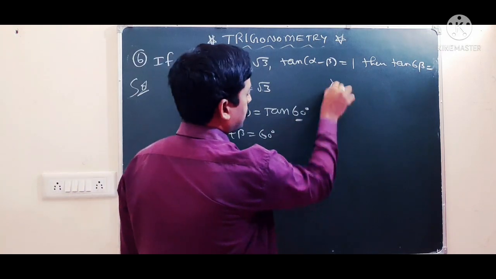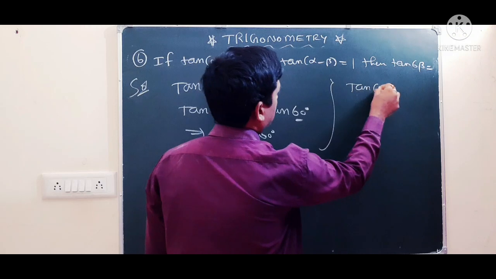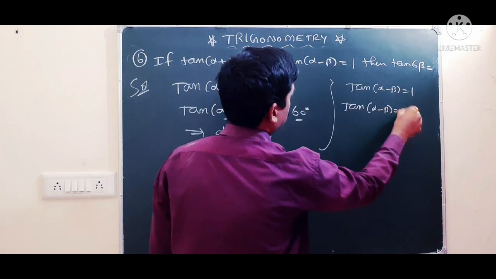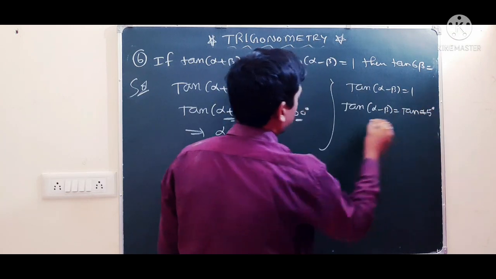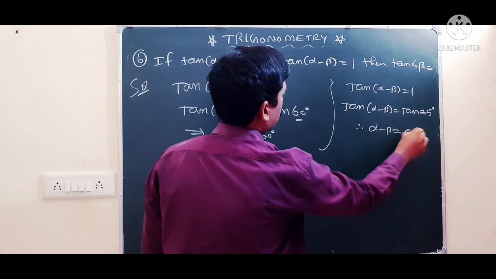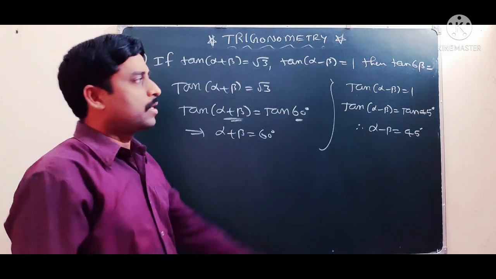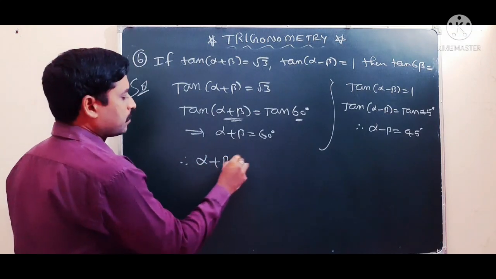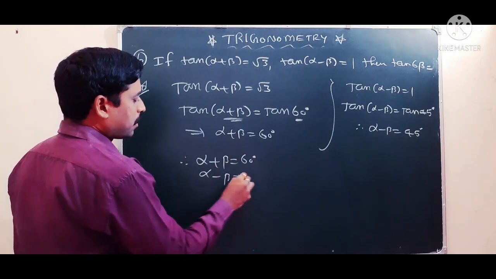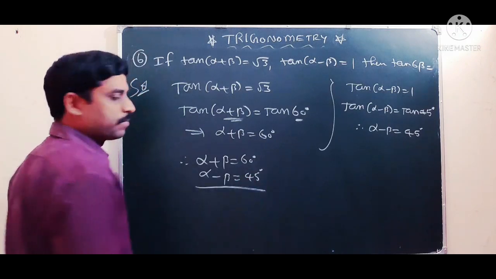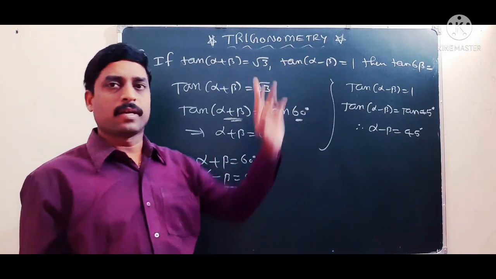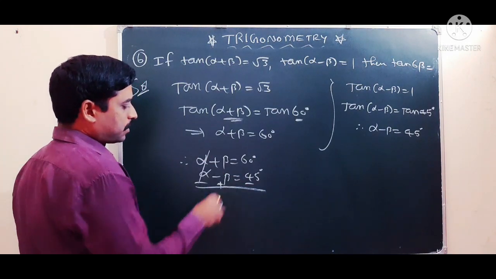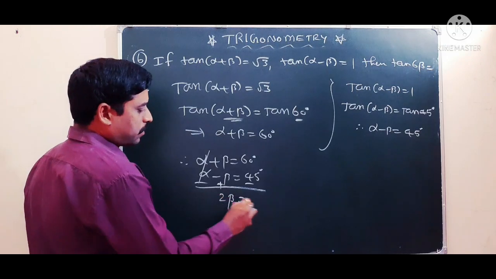So what is the second equation? Tan of alpha minus beta is equal to 1, given. This 1 can be written as tan 45. Therefore alpha minus beta is equal to 45. But our target is 6 beta, so the beta value is our target. So alpha plus beta is equal to 60 and alpha minus beta is equal to 45. By the elimination method we find the beta value. So do subtraction: alpha gets cancelled, and beta plus beta, 2 beta, is equal to 15.